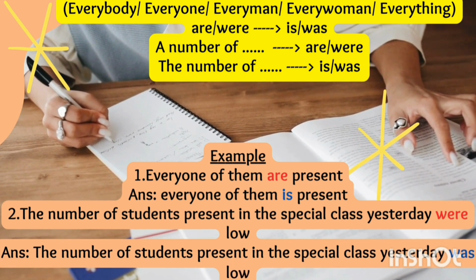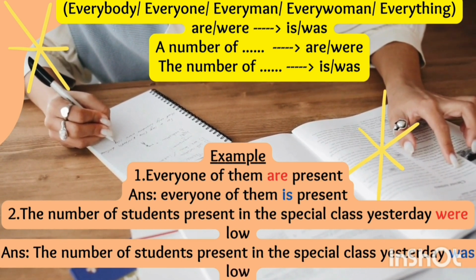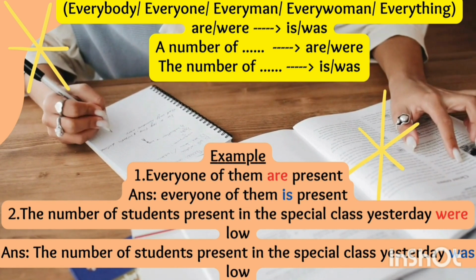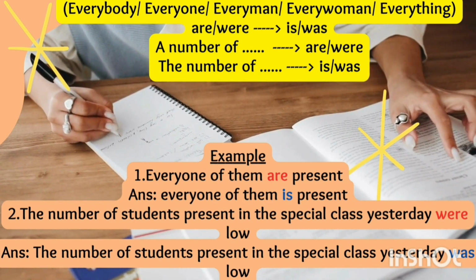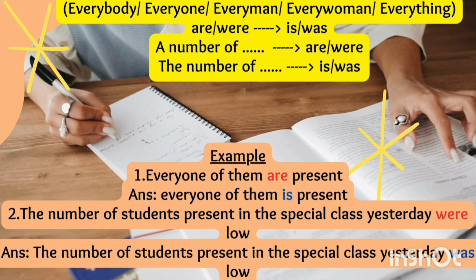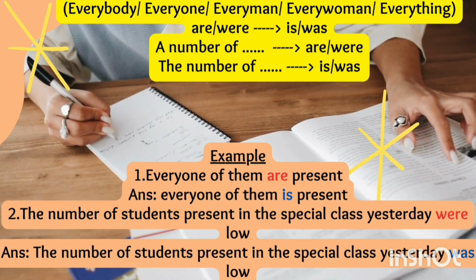In case you have every one of them were present, the sentence is in past tense. Everyone is followed by the plural verb were. We need to replace were by was. Every one of them was present.